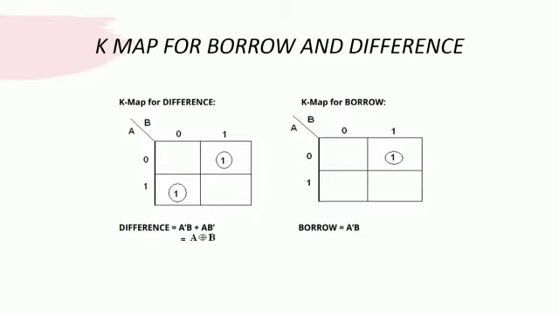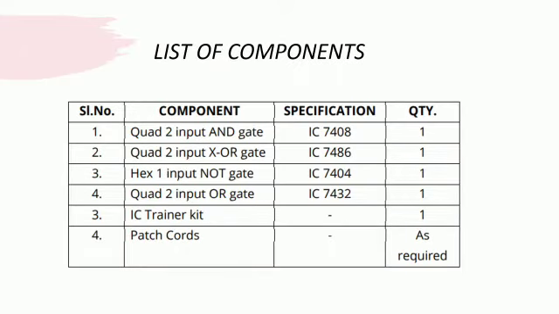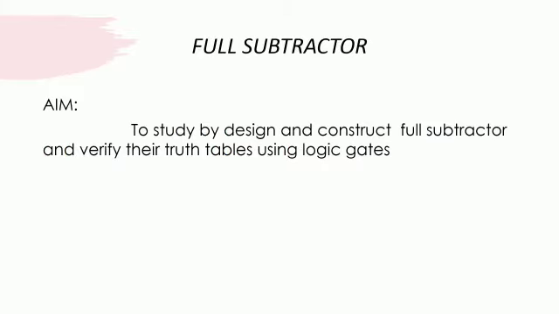And the next one is K-map for borrow and difference. As I already told you about the K-map in half adder and full adder, so here also the same steps you have to repeat. That is, you have to put 1 in the box and you have to group it and you will get the expression. So the next is the list of components you will require if you are going to do this experiment.